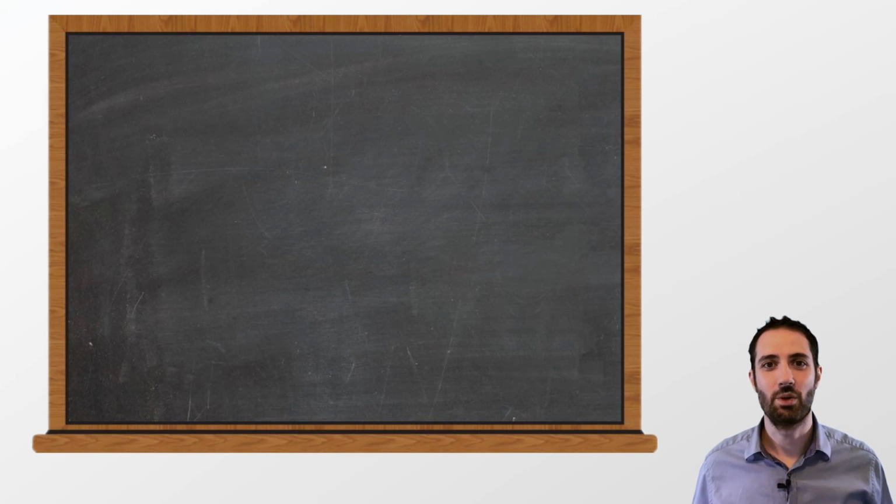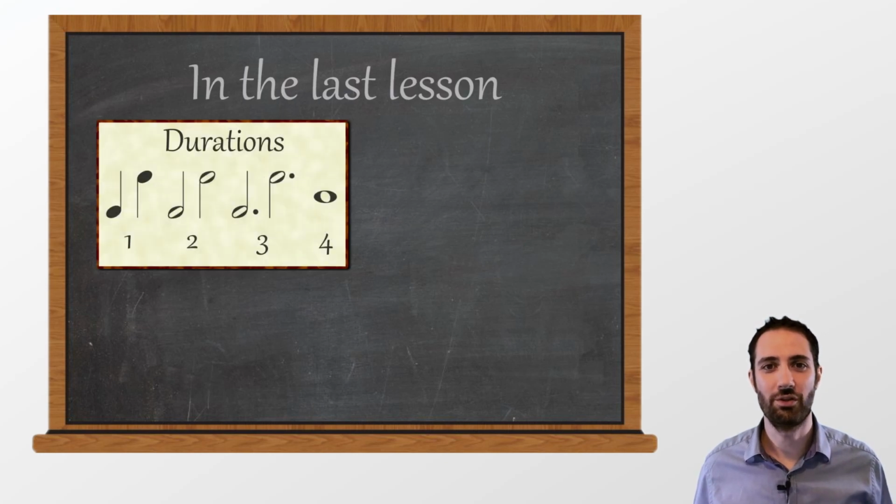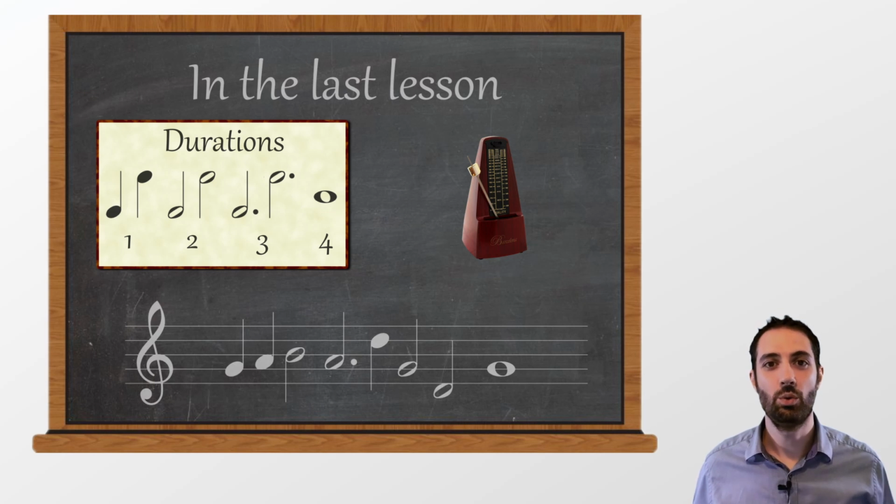In the last episode, we learned how to represent the duration of the notes. We learned that in music, the fundamental unit of time is the beat, and that there are symbols to indicate the durations of 1, 2, 3, and 4 beats. We practiced transcribing both the pitch and the duration of the notes, with the help of the metronome to count the beats.